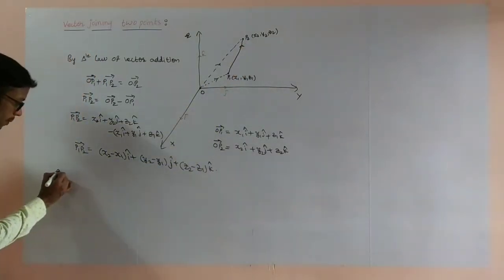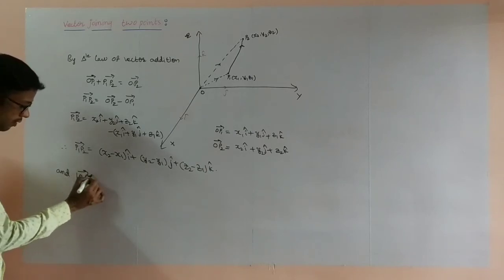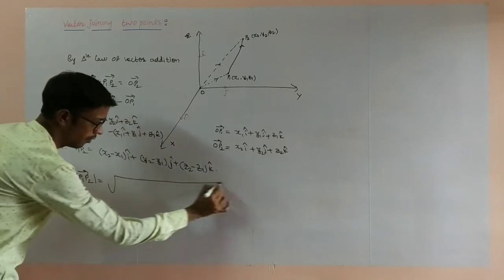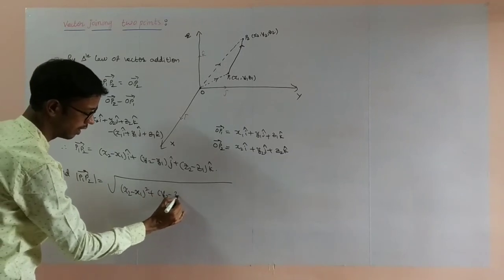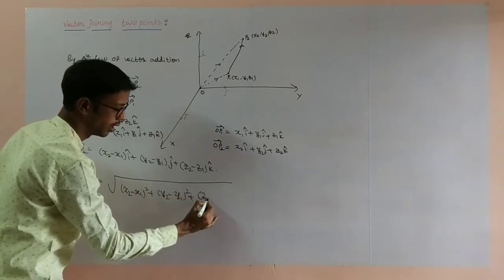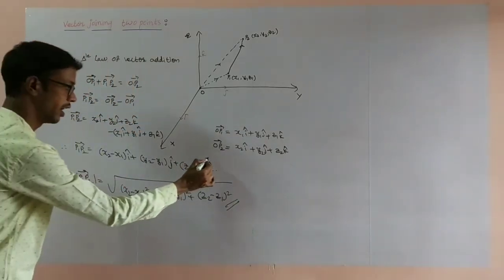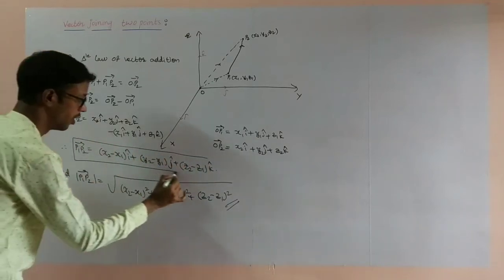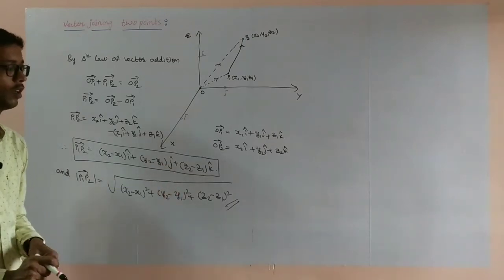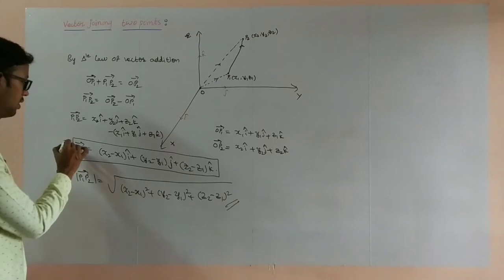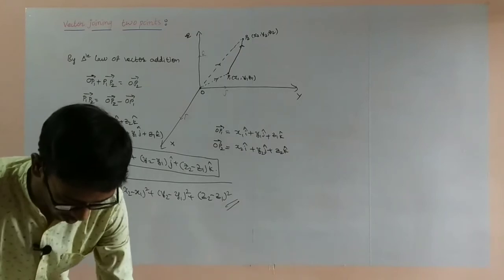And the magnitude of P1P2 bar is equal to square root of x2 minus x1 whole square plus y2 minus y1 whole square plus z2 minus z1 whole square. So this is the vector joining of 2 points P1 P2 in the direction of P1 to P2. This is the way of finding. This formula is important here. So by using this formula, one example problem is there.